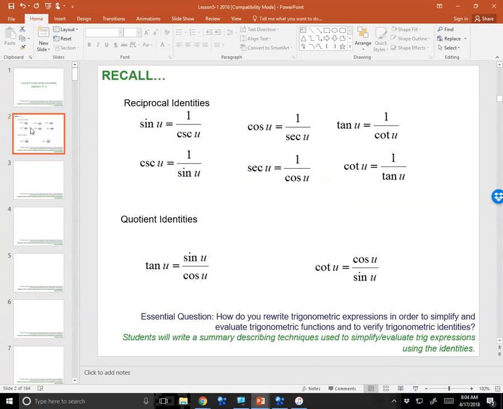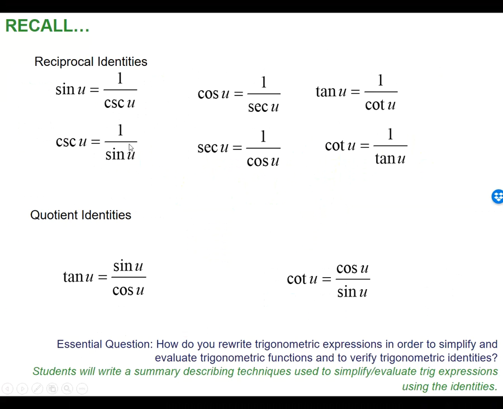All right. So we had all those identities from before. Good old reciprocals, quotient, sine over cosine is tangent. We've seen all that stuff before. We're going to use it a whole bunch of times.